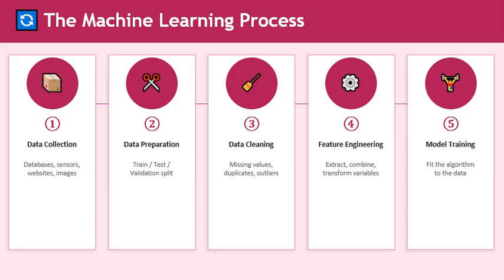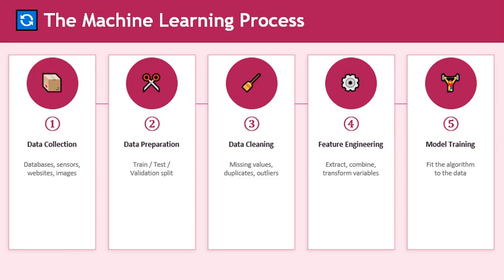And step number 4 is feature engineering. Here we create or transform variables to help the model better understand the data. For example, extracting age from a birth date, calculating a contract duration, or converting categories into numerical variables. Step 5, model training. It's the final one. We train the algorithm so it can learn patterns from the data and make predictions.